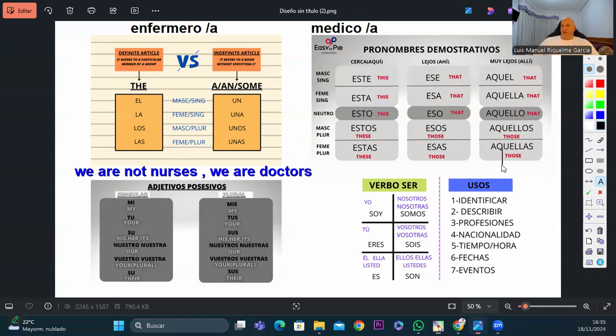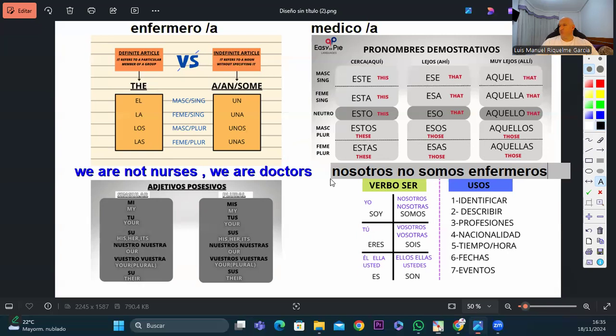So we are not. What's the box of the verb ser for a we are? This one. Nosotros somos. But it's a we are not. So it is nosotros no somos nurses. Let's imagine it's a mixed group, so we'll go for masculine plural.